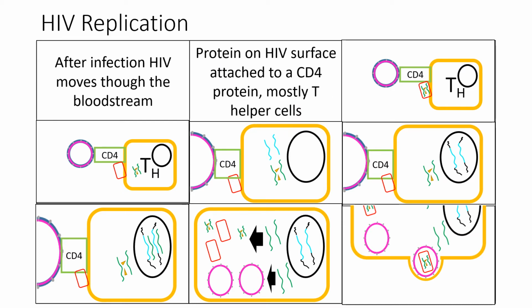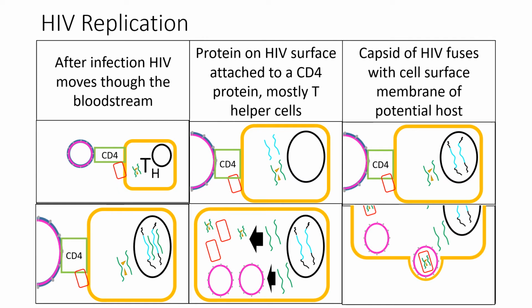which is a type of protein found on the surface of T helper cells. If you don't know what a T helper cell is, please go back and look at the other presentations on the immune system, specifically the T cell one and the B cell one would probably help as well. Once we have the HIV attached to the protein on the surface of the helper T cell, the inside layer, which is known as the capsid, releases and moves towards the cell surface membrane.